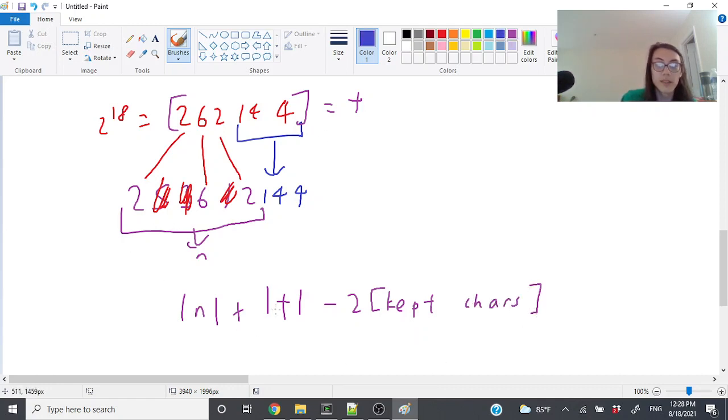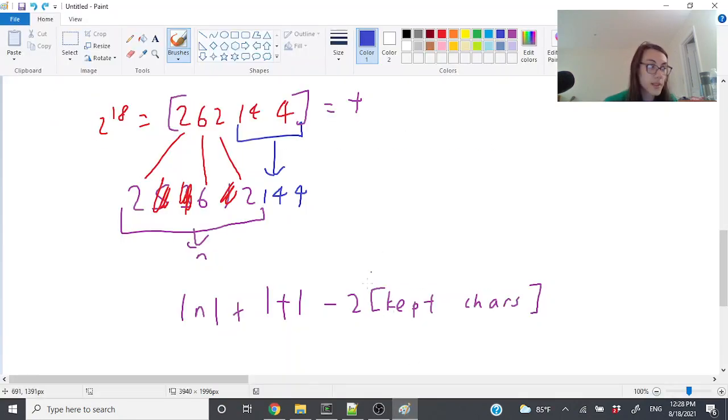And the reason is because if we don't keep any characters, then we remove everything from n, which means we use all of those operations. And then we add everything from t, which means we have that many operations. But when we keep a character, it means we don't remove it, so we lose one in this term, and we don't have to add it, so we lose one here, and so we ultimately save 2. So that's why we subtract 2.